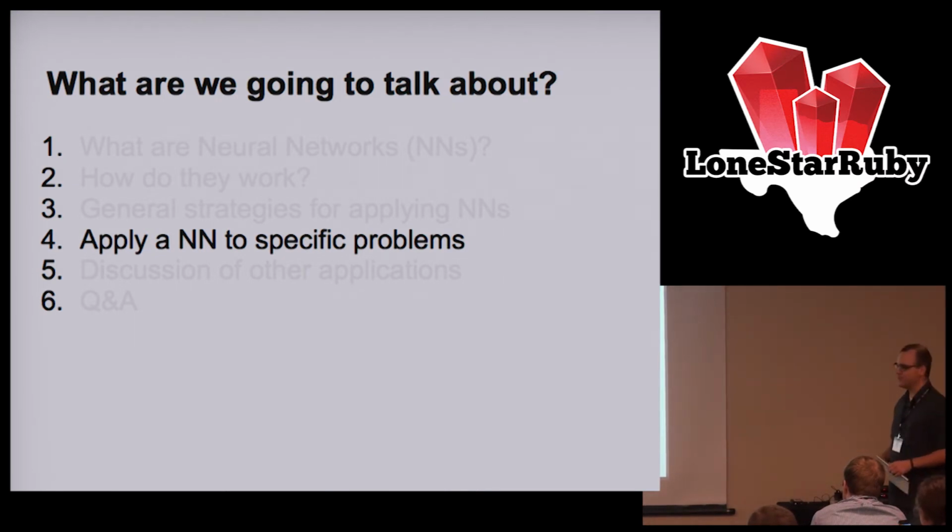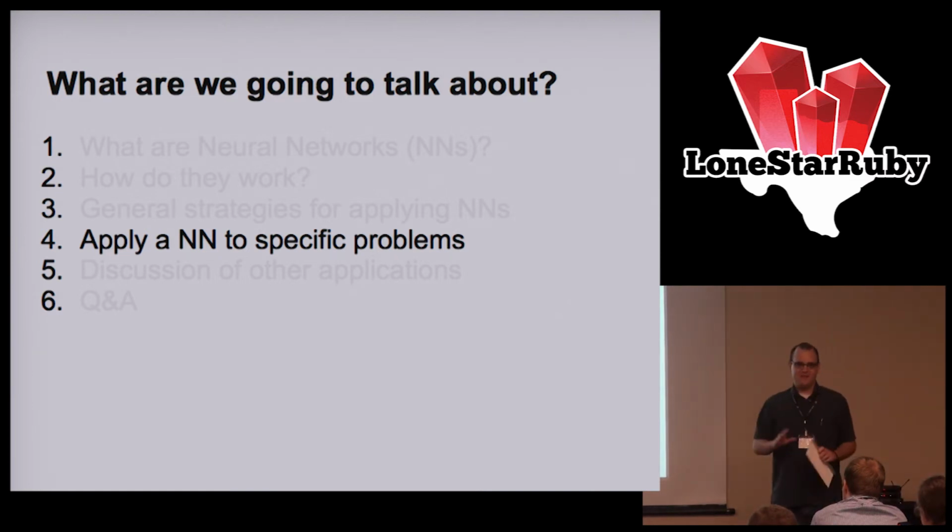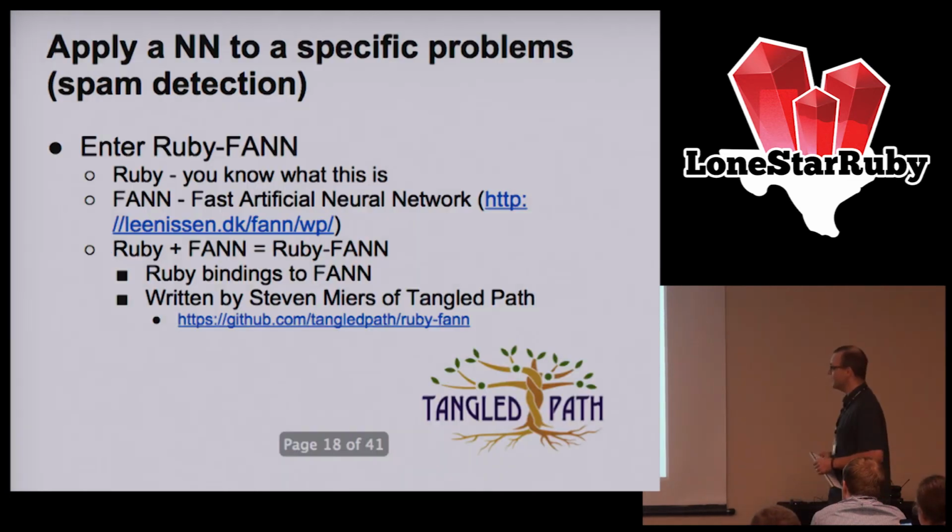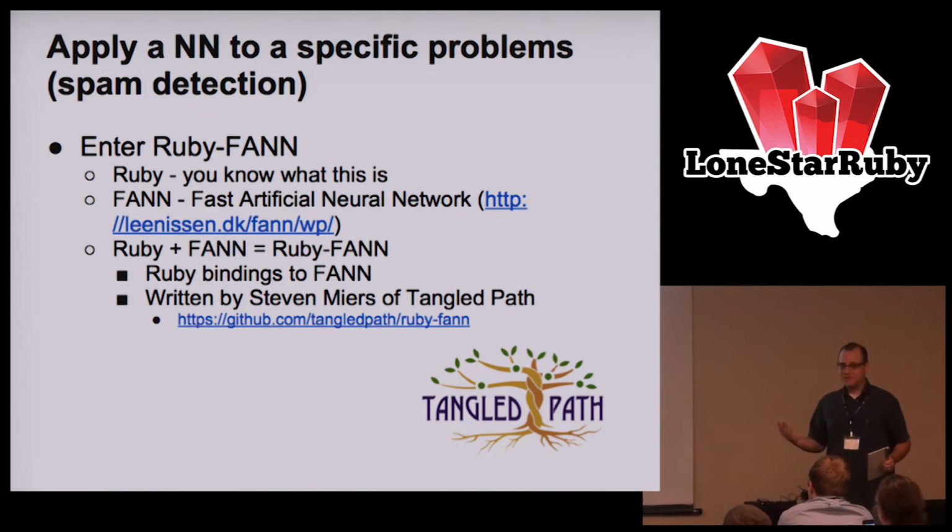The first one I did was spam detection in emails. Now, if any of you have ever worked in spam detection, you already know that neural networks are a suboptimal solution to that problem. So let's just skip that part right now and just say, hey, we are bent on using neural networks to solve this. How might we do it? This is where RubyFANN comes in.